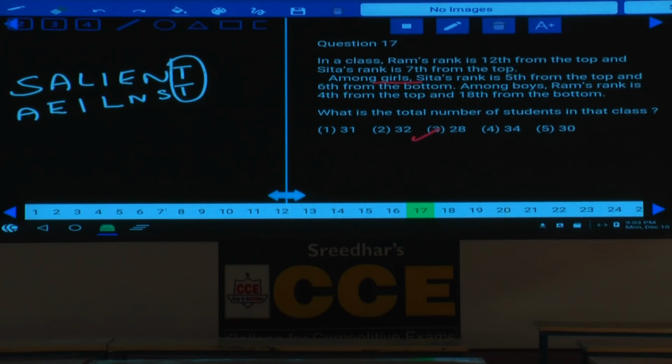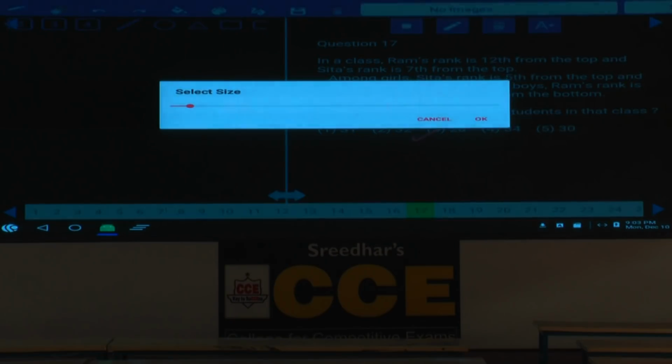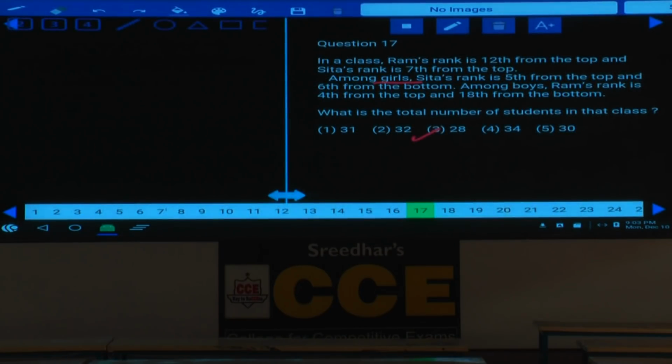Then question number 17 and 18. Now, in this question number 17, now tell me what is your answer here, 17th one. Among girls in a class, Ram's rank is 12th from the top and Sita's rank is 7th from the top. Now, this is Sita. Now, what is her rank here? Sita's rank is 7th from the top, Sita is here. Then her rank is 7th from the top, means how many persons are there before this Sita? 1, 2, 3, 4, 5 and 6. Now, 6 persons are there before this Sita.